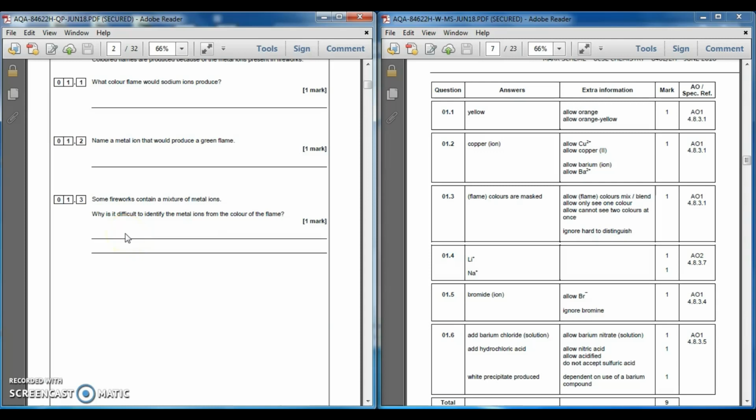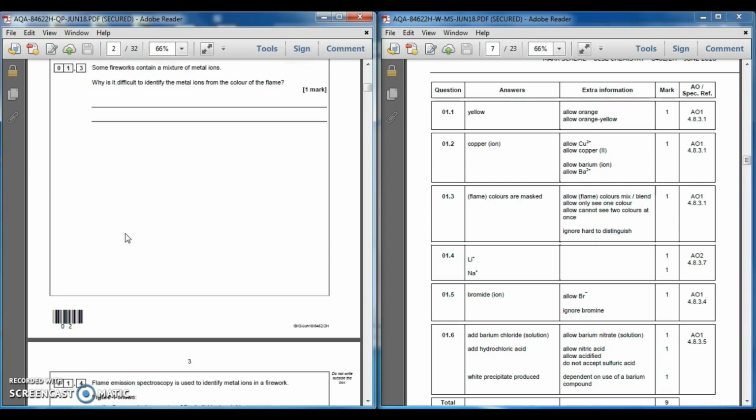For part 3, some fireworks contain a mixture. Why is that difficult? This is where we started losing some of our first marks. You don't get rainbow flames by adding different colours, and that's one of the things you guys might remember when you've done one colour, you've done another colour. What happens when we mix a couple of them together? It doesn't. You usually just see one. So one colour is hidden or masked behind another.